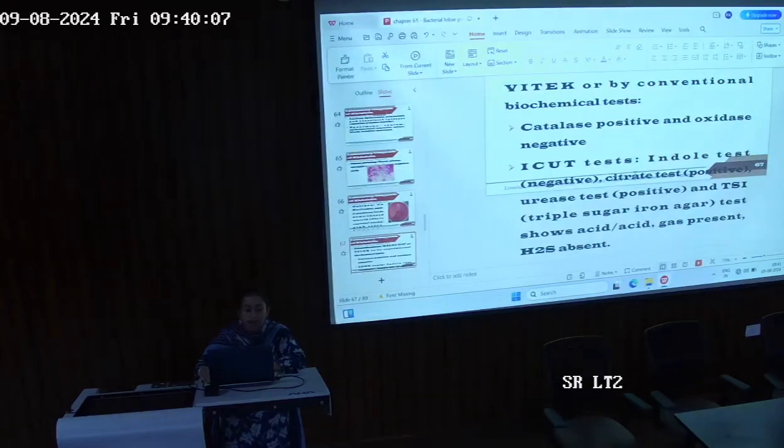Then biochemical tests: catalase positive, oxidase negative. Indole test is negative, citrate is positive, urease test is positive. TSI shows acid by acid, gas production is seen, however H2S production is not seen.